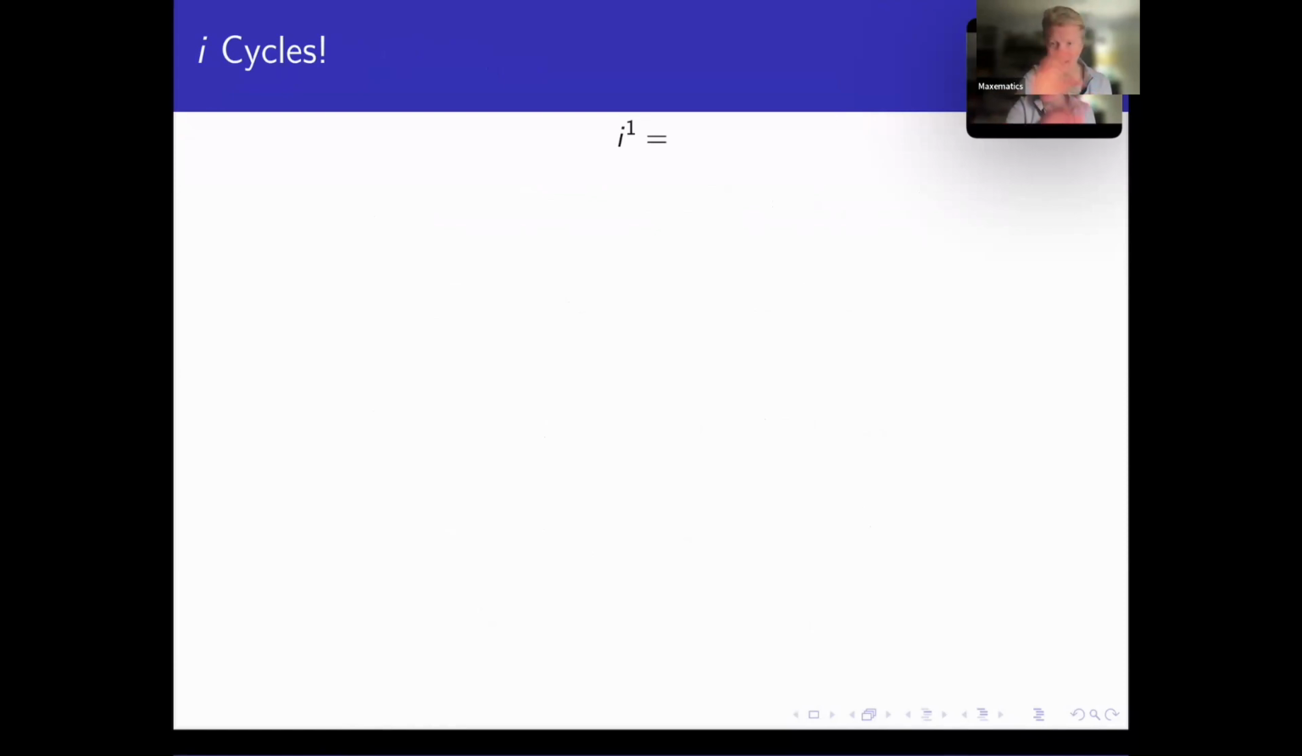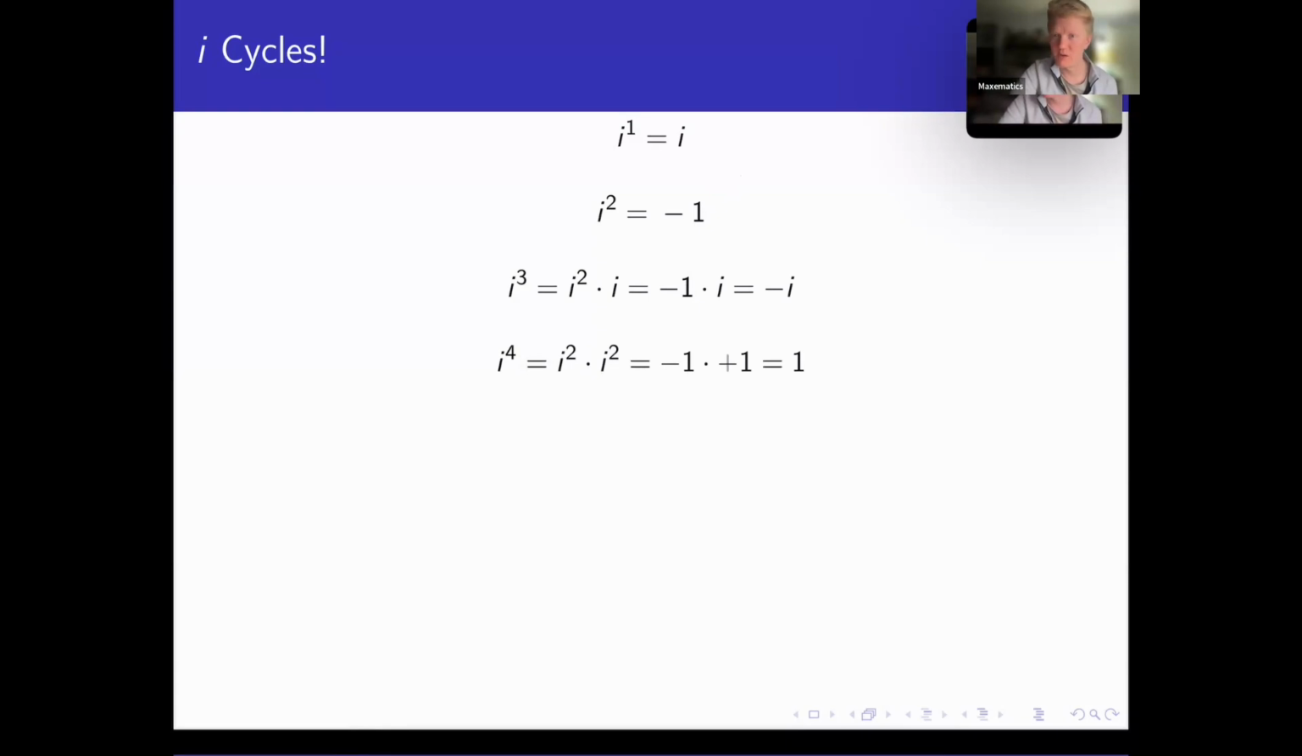So we know that i to the 1 is just i. We know that i squared is -1. Well, then i cubed would be i squared times i, but i squared is -1, and -1 times i would be -i. Okay, but i to the 4th is i squared times i squared. i squared is -1, i squared is also -1, and -1 times -1 is +1. Oh, that is weird.